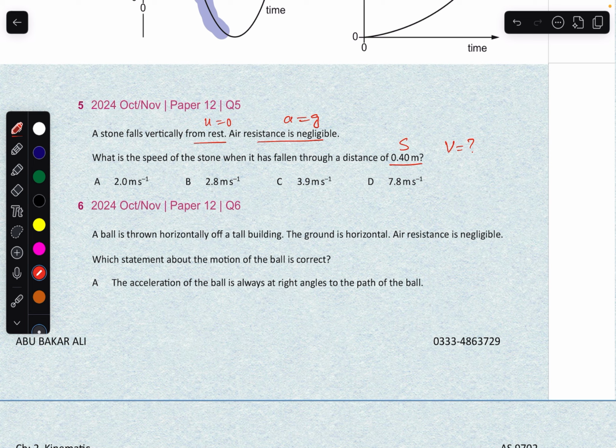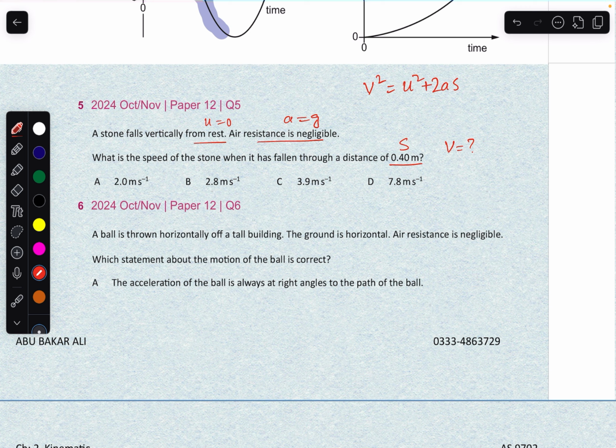So what we can apply is the equation of motion, because acceleration is constant. So you can use v squared is equal to u squared plus 2as. This is the only equation of motion in which time is not involved. Okay, we have discussed in the last video how we can choose the equation of motion.